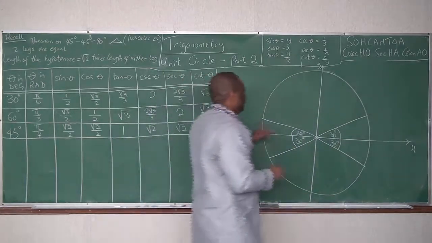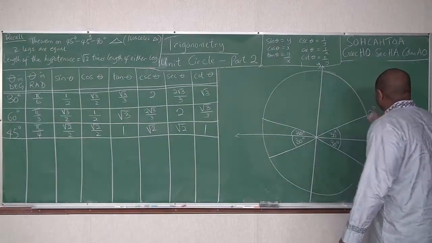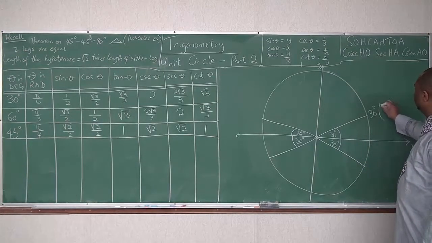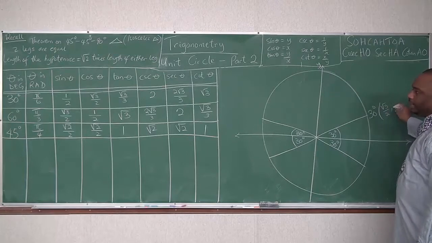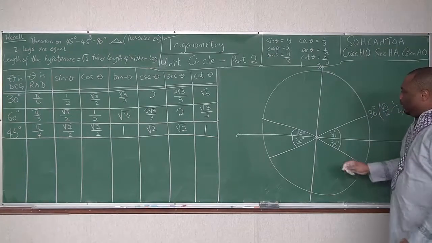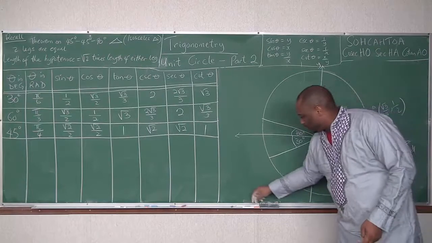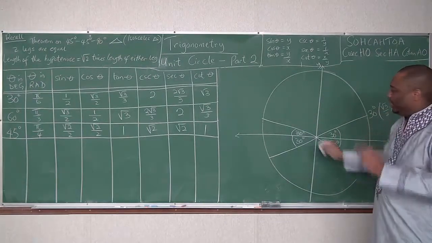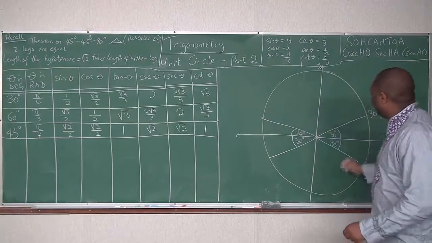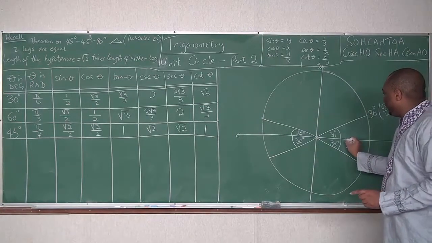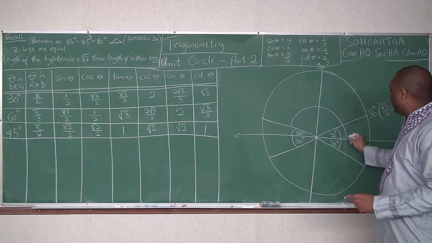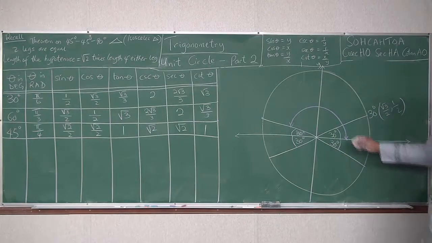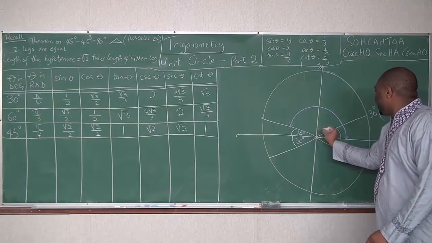So if you look at this now, folks, this is our 30 degrees. We already know that for 30, x is root 3 over 2 and y is 1 over 2. Now I'm going to show you something. What is this angle here? What do you think this angle will be? If you come here, what is this angle here? You see that? Now this is 90 already. You know this is 90.